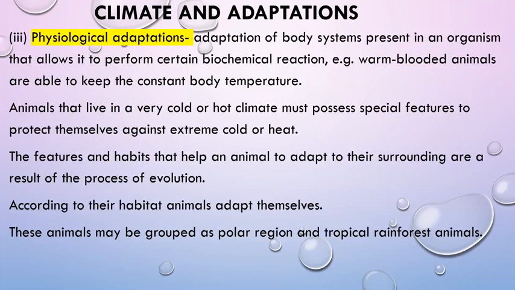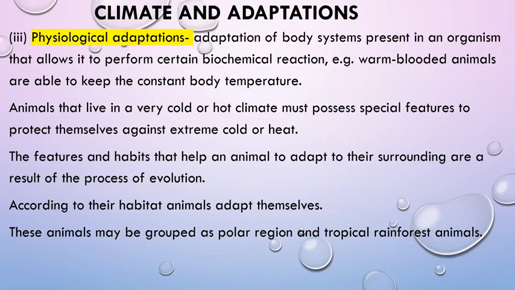Physiological adaptations. Adaptation of body systems present in an organism that allows it to perform certain biochemical reactions. Example, the warm-blooded animals are able to keep their body temperature constant even if the conditions outside are fluctuating a lot.